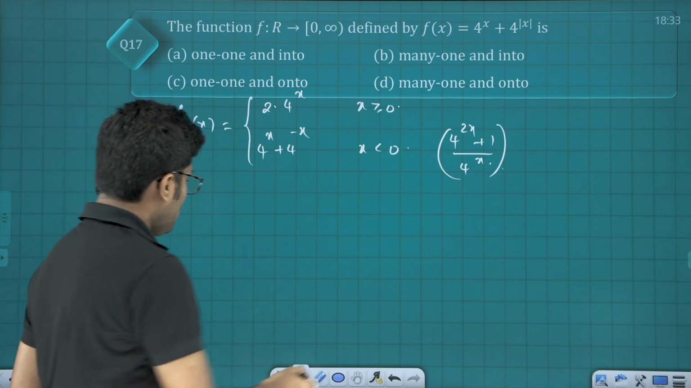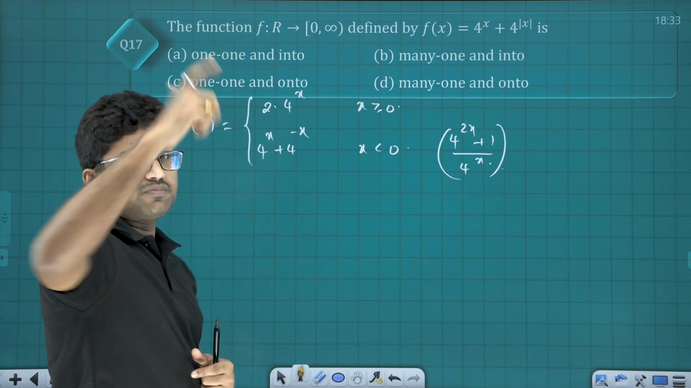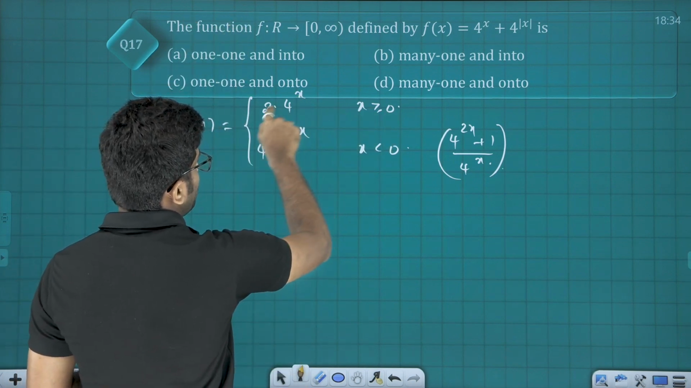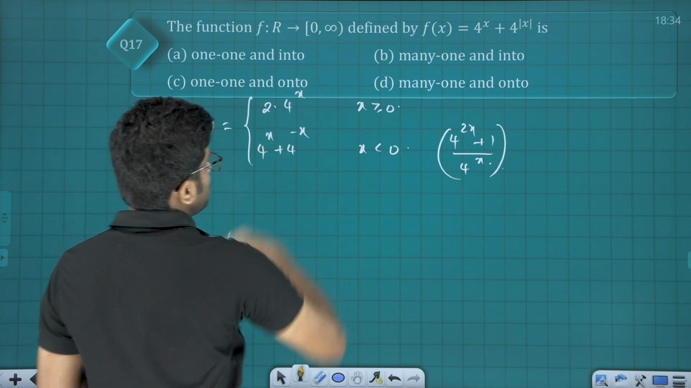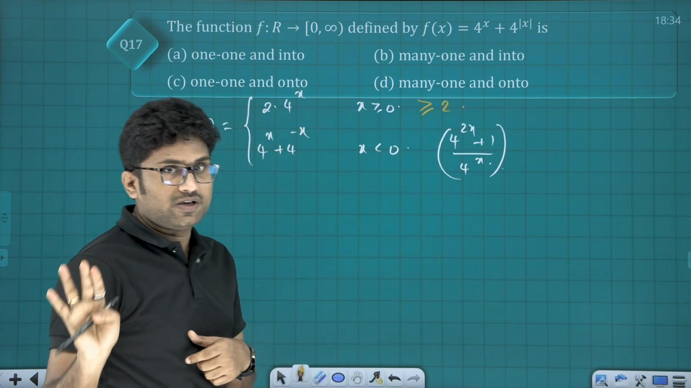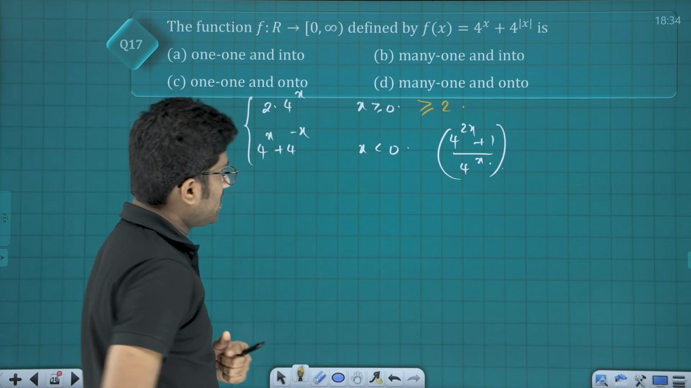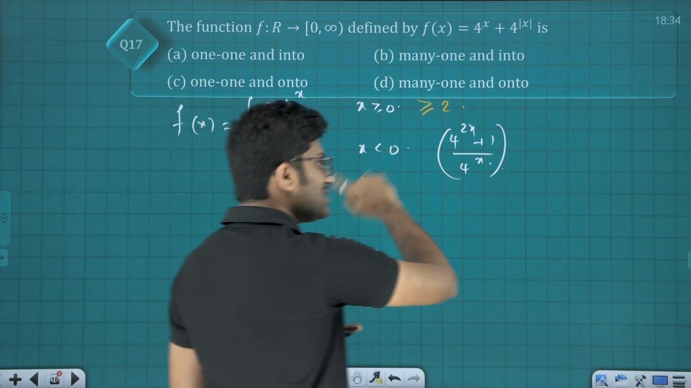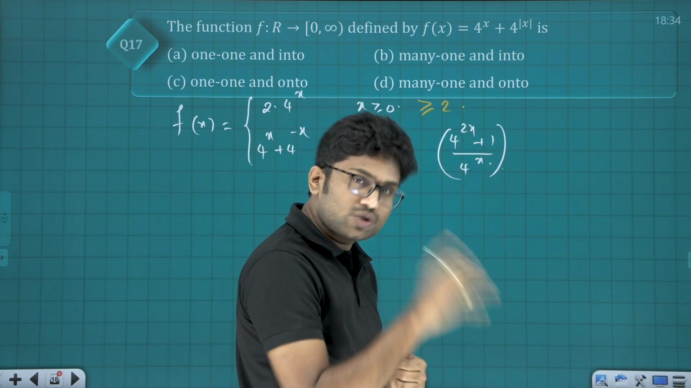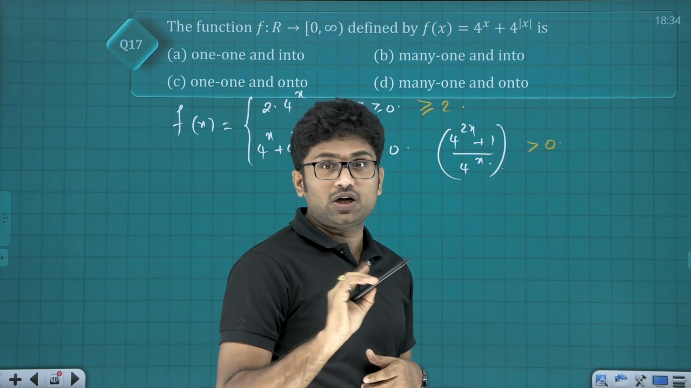First, exponential function, 4 raised to something will always be positive, friends. And minimum, if x is 0, 2 into 4 power 0 is 2. So this will always be greater than or equals to 2. And whereas coming to the case when x is less than 0, though you give negative values for x, this for sure will always be greater than 0 only. Only greater than 0, not even equals to 0.